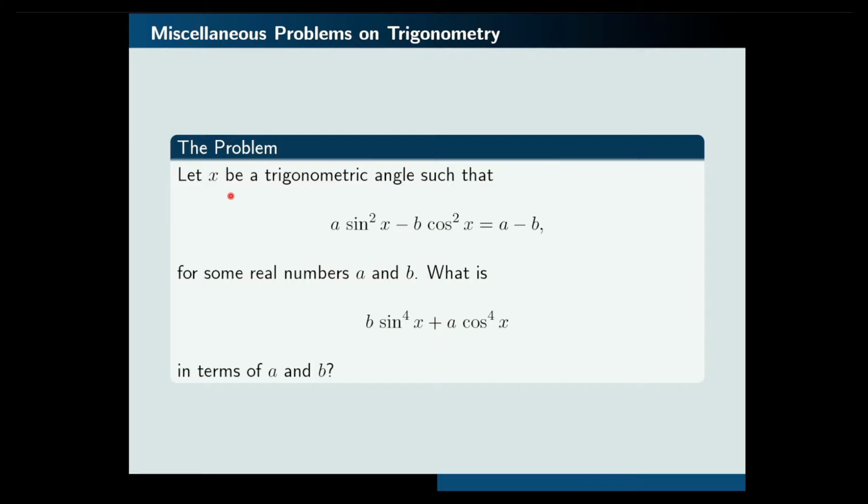Let x be a trigonometric angle such that a sine x squared minus b times cosine x squared is equal to a minus b for some real numbers a and b. What is b sine x to the power of 4 plus a times cosine x to the power of 4 in terms of a and b?